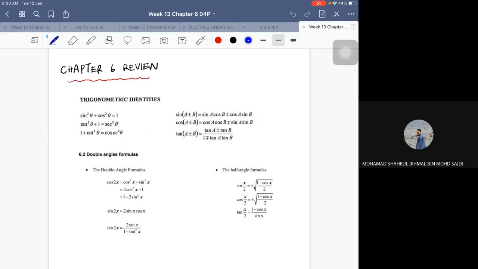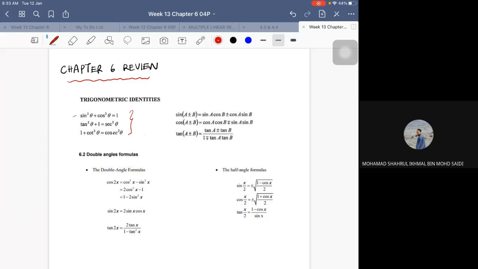Okay, so basically in chapter 6, we come across a bunch of property ataupun formula untuk trigonometric function. So first kali what we did is we come across these three property. Tapi of course property nombor 1 ni adalah something that we are very familiar with. Maknanya you dah tengok banyak kali. So for number 1, we have sin square theta plus cos square theta equal 1, and then we also have tangent square theta plus 1 equals secant square theta, and the last property is 1 plus cotangent square theta adalah bersamaan dengan cosecant square theta.